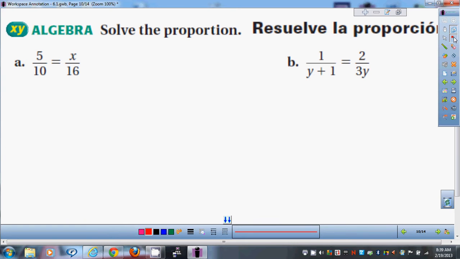8. You could know that going into it if you know what a proportion is asking you. Now it's okay if that didn't occur to you. You could always cross multiply. 5 times 16 equals 10 times x. That's 80 equals 10x. Divide by 10, and what's x? 8. Even if you had reduced it first, you still would have gotten that.